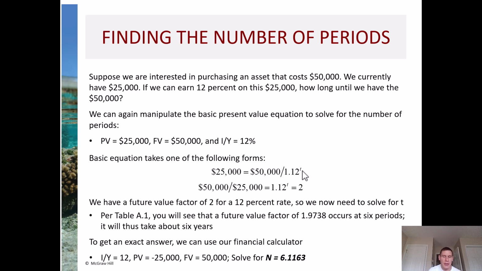To get an exact answer, we could use the financial calculator. Just plug in your numbers, interest rate 12%. Present value, again, put it in as a negative, 25,000. Future value, just leave that as a positive because that's coming back to you, 50,000. And we get N equals 6.11. So just say a little over 6 years, like 6 years and a month, roughly.